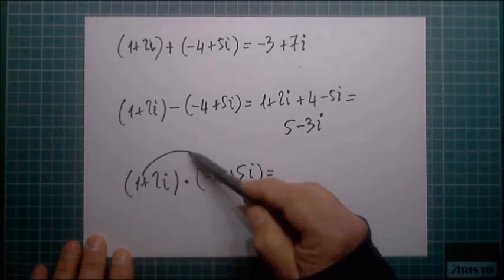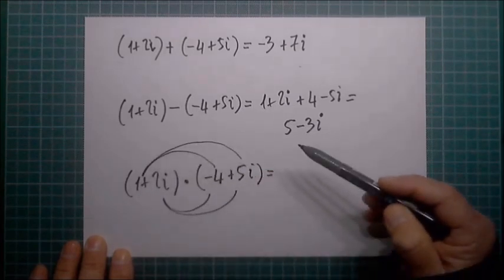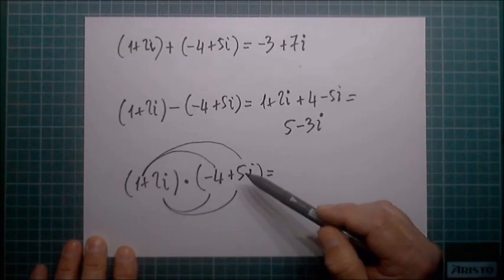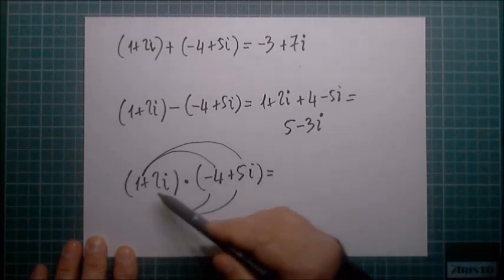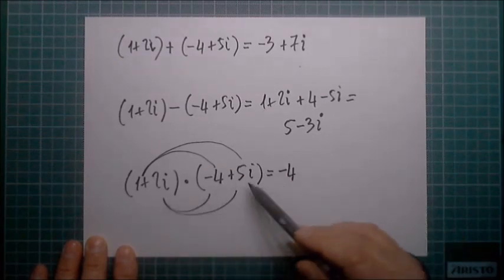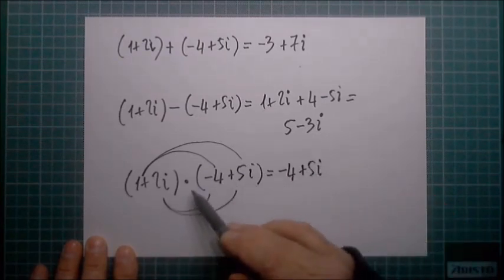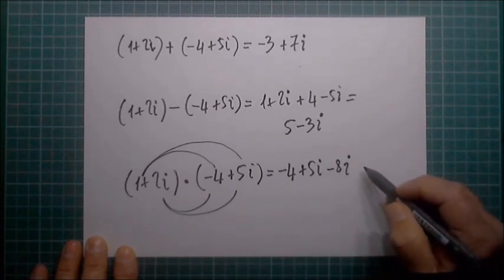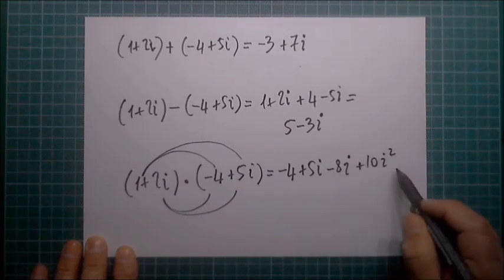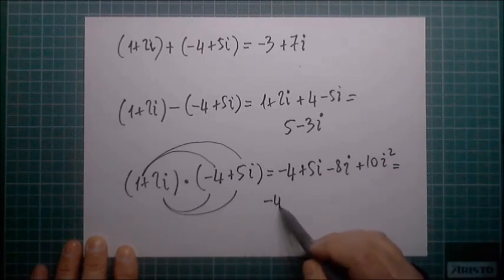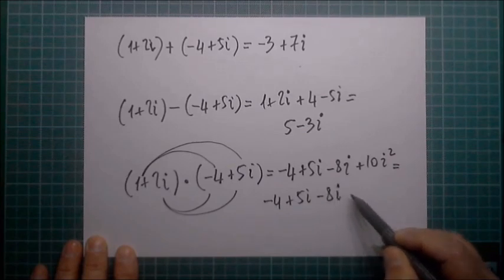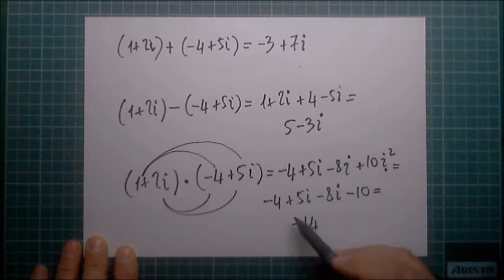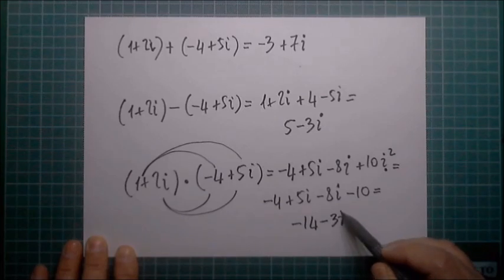And let's get to multiplication. So we have the same complex numbers, (1 plus 2i) times (minus 4 plus 5i). We use the distributive law, which is 1 times minus 4 gives minus 4, 1 times 5i gives 5i, 2i times minus 4 gives minus 8i, and 2i times 5i gives plus 10i squared. So what we have here is minus 4 plus 5i minus 8i minus 10, because i squared equals minus 1. And finally, we have minus 14 minus 3i.